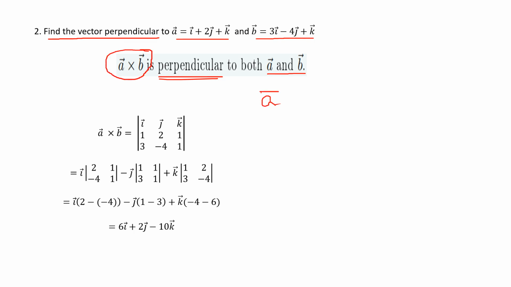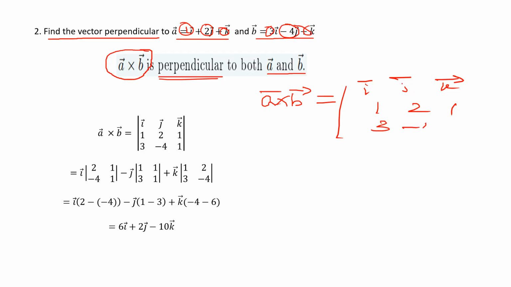So like the previous question, first we have to write this in a determinant form. So i vector, j vector, k vector, then write the coefficients of i, j, k of a vector. So here the coefficients are 1, 2 and 1. So we write 1, 2, 1. Similarly, take the coefficients of b vector, which are 3, minus 4, 1. Okay, and then we have to expand.